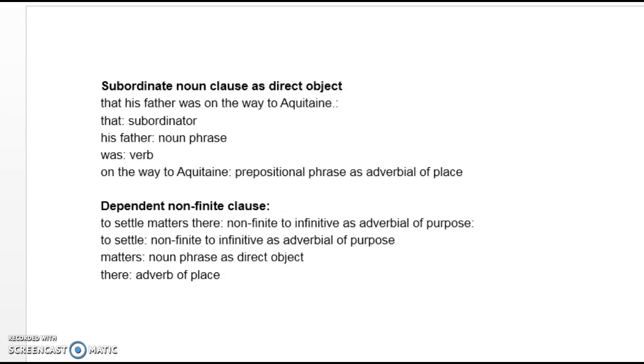Then we have the dependent non-finite clause, which is to settle matters there, a non-finite to infinitive. Remember that the non-finites are ing, to infinitives, and the ed participles. And here we have to settle matters there, a non-finite to infinitive as an adverbial of purpose. To settle would be the non-finite to infinitive as adverbial of purpose. Matters would be the noun phrase as a direct object. What was he going to settle? And there would be the adverb of place.